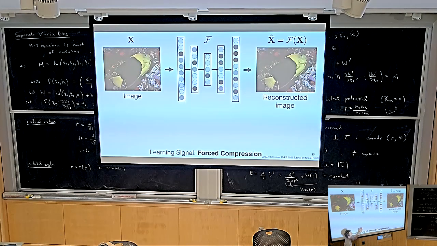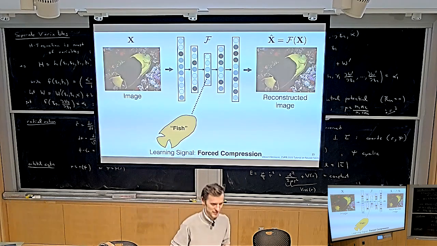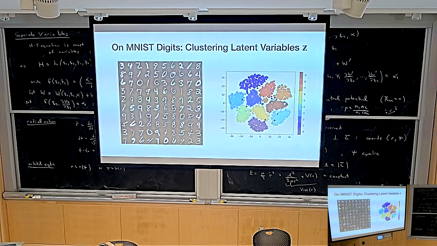So you can train this, and in fact, what you find is that this latent code has information about certain things you might care about. For instance, you could find that the latent code is correlated with some semantic classes in the image. Maybe it would tell you that there's a fish in the image, or that there's corals in the image, or something like that. And in fact, on very simple data sets, it really does work.